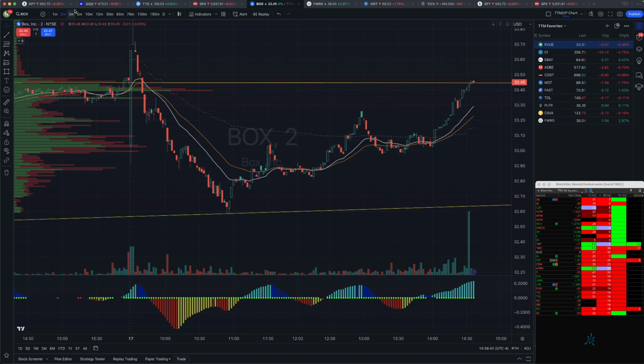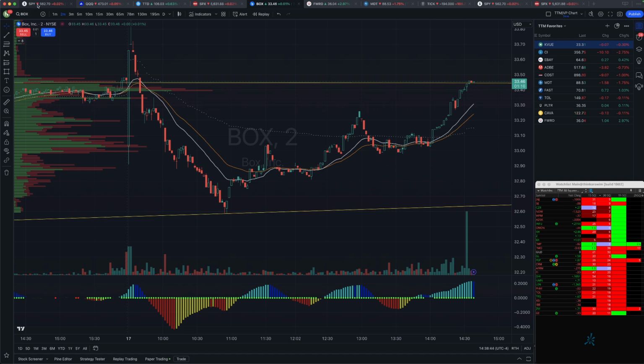The SPY, I'd say put in a W pattern. This one you could say almost cup and handle. Right?